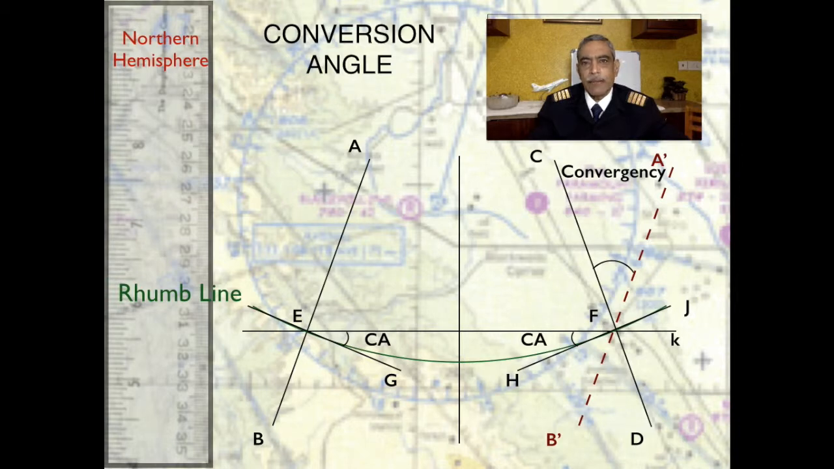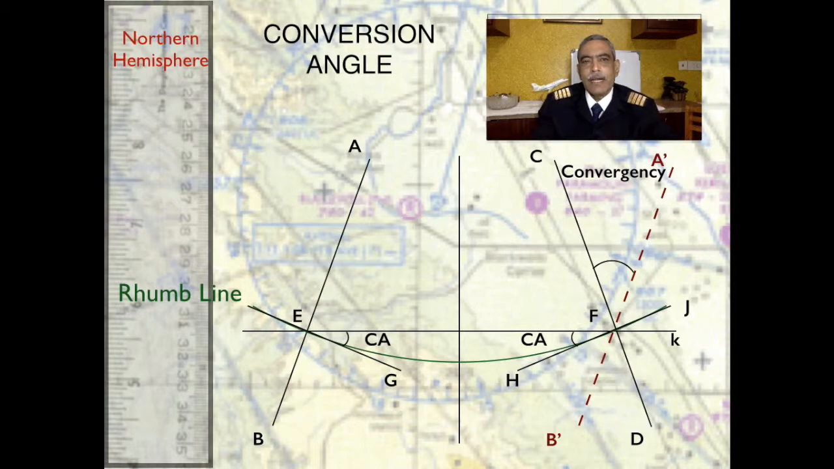Let's move further. I'm going to go through the steps a little bit slowly so that you can follow the derivation. Here we are just trying to derive an expression to connect the convergency and the conversion angle. Okay, this is where we left this diagram. Now the Rhumb line track has been depicted, and as I told you, this AB longitude has been transposed on the point F to form this line A dash B dash.